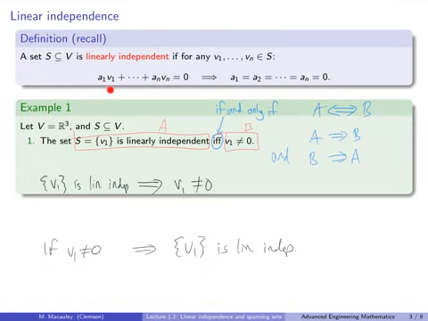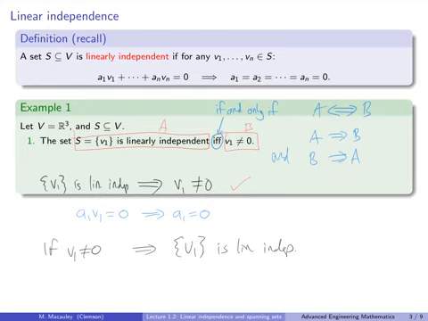We have to use the definition up here. If this set is linearly independent, then what does that mean? That means that a1 v1 equals 0 can only happen if a1 equals 0. And that absolutely implies that v1 must be non-zero, because if v1 is 0, then a1 doesn't have to be 0 for this product to be the 0 vector. So this direction checks out.